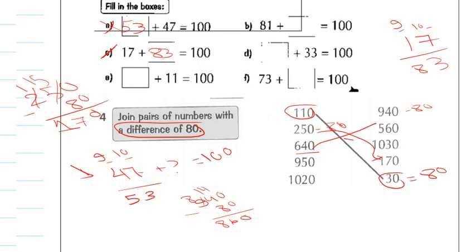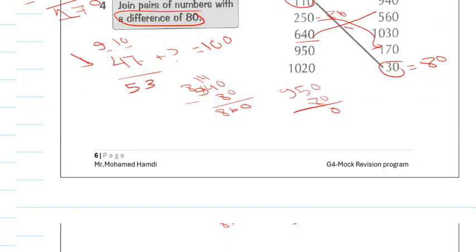950 minus 80, check. 0 minus 0 is 0. 5 minus 8 can't be. Take 1 from 9, it will be 8. And this 5 will be 15. 15 minus 8 gives me 7. Gives me 870. So this number has no pair, and we will check again.